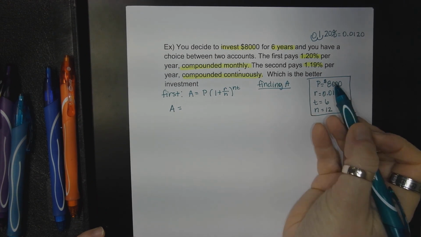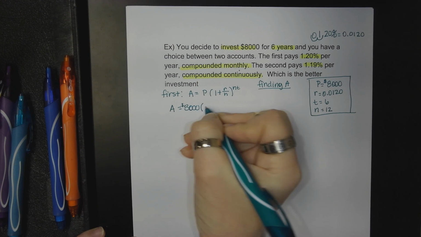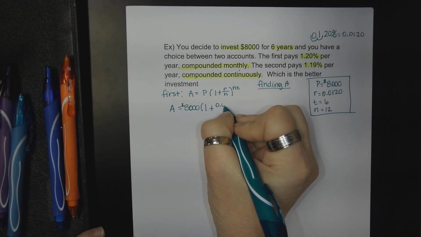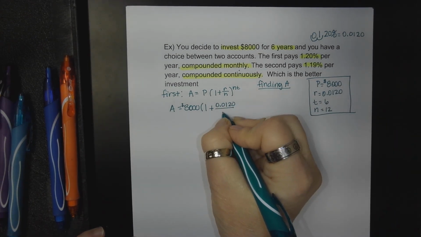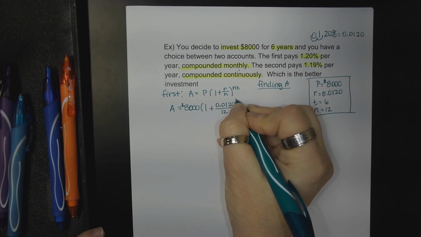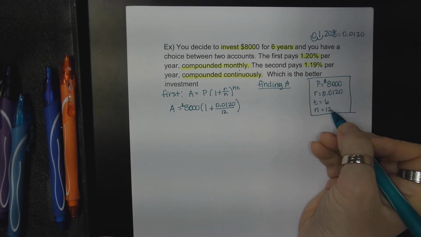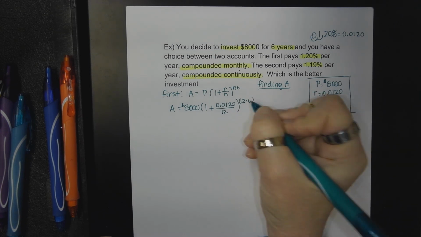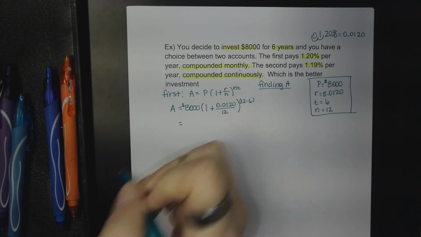So we're going to have A equals, well, next thing is P, so we know that's $8,000 times (1 plus our r, 0.0120 over our n, which is 12), that is going to be raised to our nt, which is 12 times 6. Okay? So we put that in the calculator.